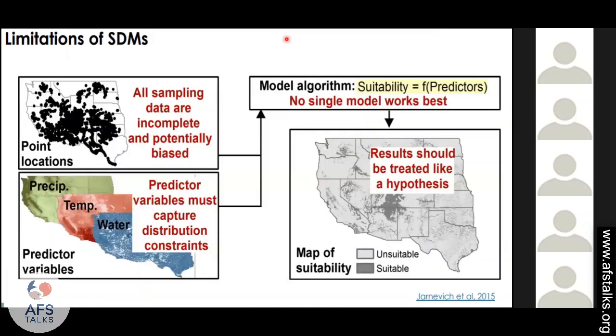Then there will be some limitations in SDMs. We should be extremely careful while selecting the data, that is the point locations as well as the predictor variables. Why? Because the suitability of our species should be a function of our predictor variables and point locations. All sampling data will be incomplete and potentially biased. That is, there will be some accessibility problems, some human errors or human bias, or some instrumental bias. So we must be extremely careful with the point locations, and the predictor variables must be capable of describing our species.